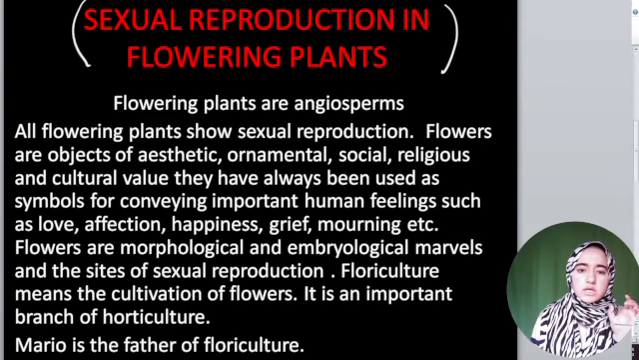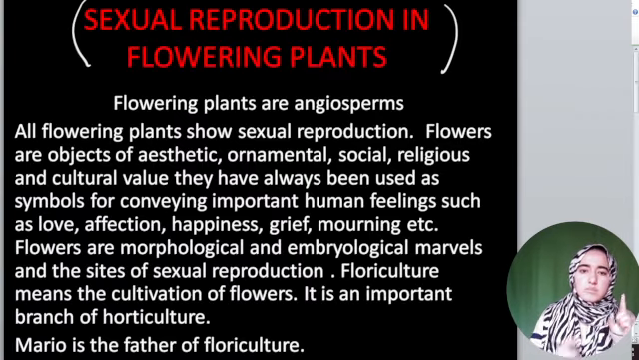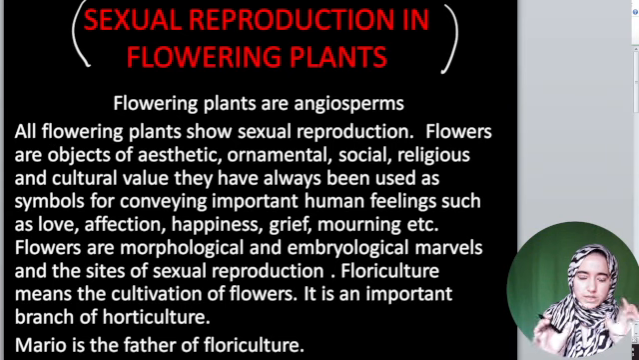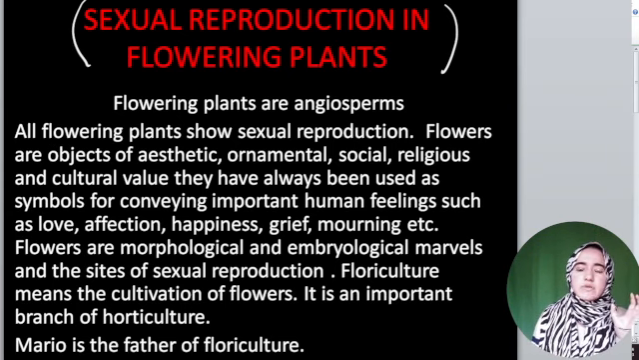I'll just revise it once again. Please remember the first concept, that all flowering plants show sexual reproduction, because inside flowers we have male and female reproductive structures. That may be in the same flower or in different flowers. We will learn that in our upcoming sessions. But here, please remember flowers contain reproductive structures, either male or female or both.